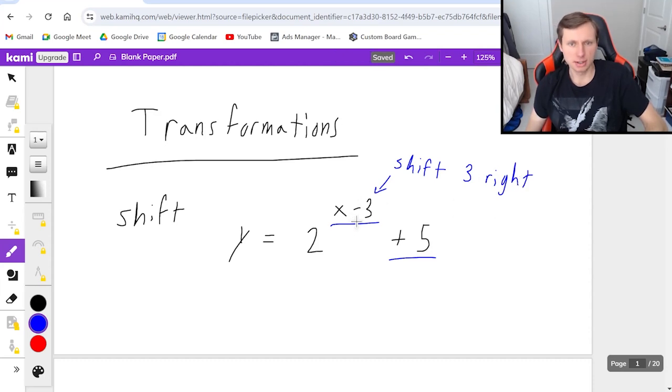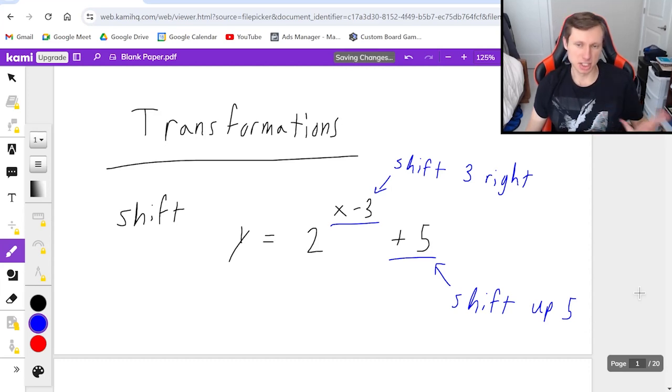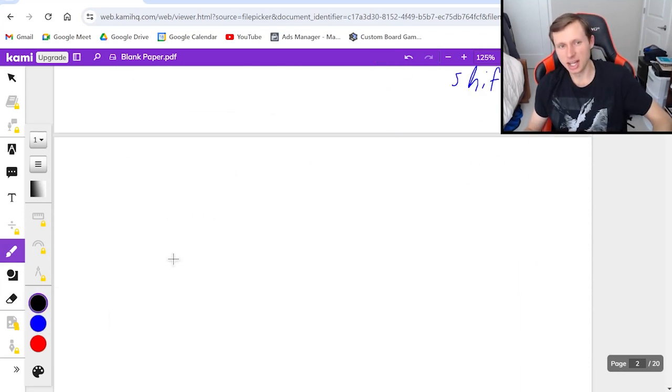And why is it the right? Because it's supposed to be minus 3. Why isn't it left 3? Because for the x shift, it's always the opposite of what you expect. And then for the y shift, this plus 5, that is going to be a shift up 5. And so the y shift is much easier because you don't have to flip it. It's just plus 5, so it's up 5. We'll be doing a bunch more of these examples later today.